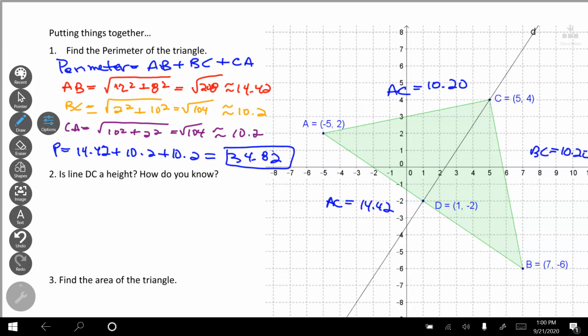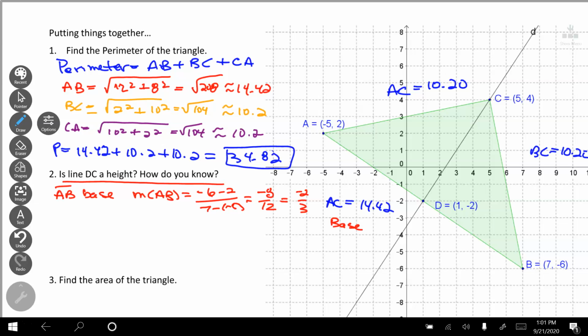So I want to know, how do I know that AC or DC is the height? Well, that means this would have to be the base. So I have to figure out the slope of AB. Well, figuring out slope, I get -6 minus 2 over 7 minus -5. I get -8 over 12. I get this slope is equal to -2/3.